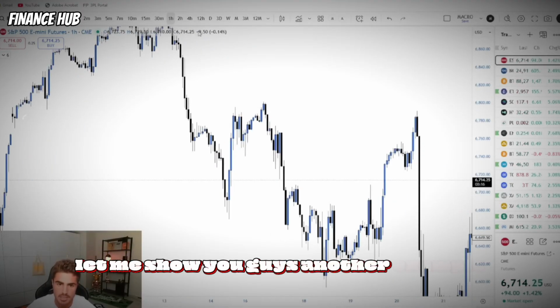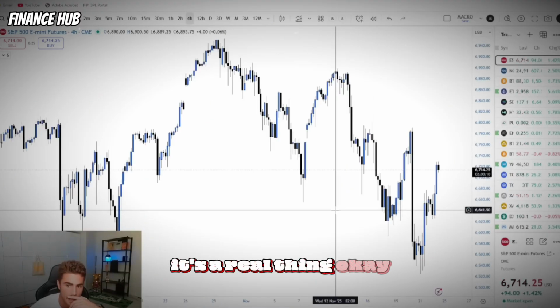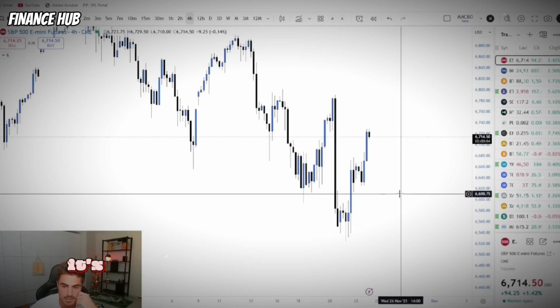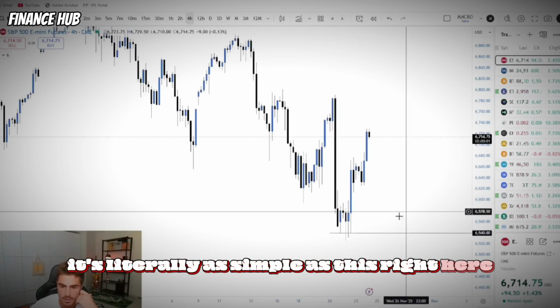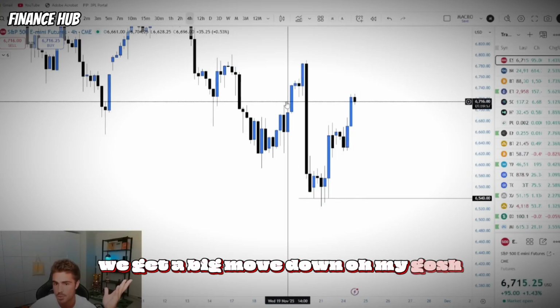Let me show you guys another example and just prove to you guys that liquidity is a real thing, okay? Let's see here. I mean, it happens on every single time frame. It's literally as simple as this right here. Like, this just happened in the market, okay? We get a big move down. Oh my gosh, we're in a downtrend.